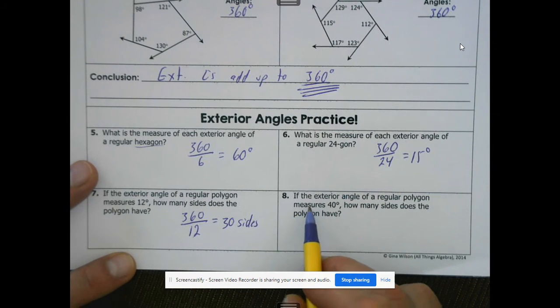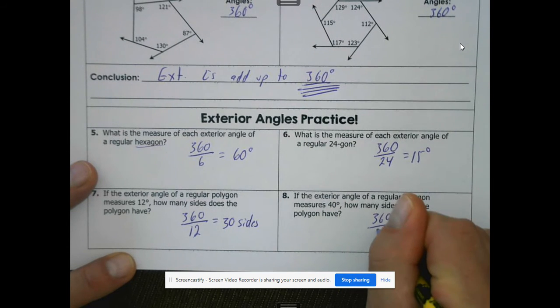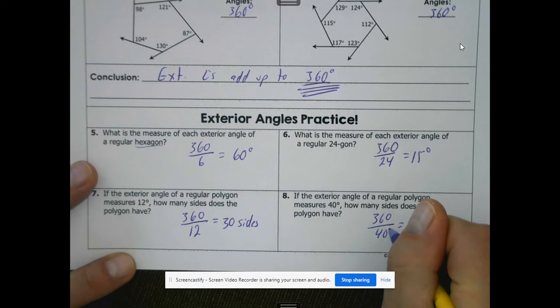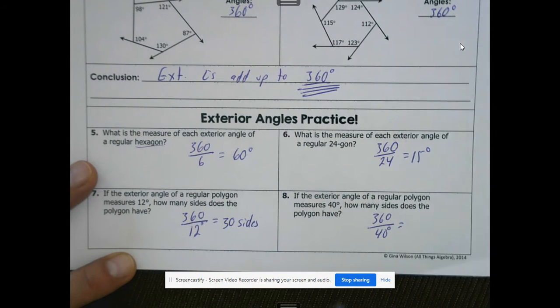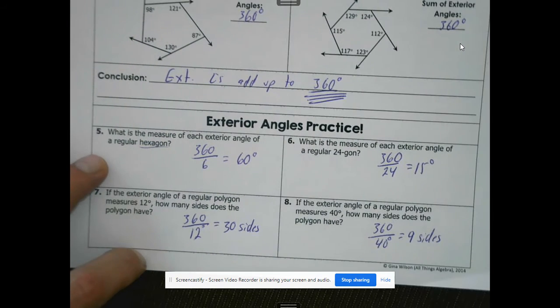Number 8, if the exterior angle of a regular polygon is 40, how many sides does it have? 360 divided by that 40 degrees, that comes out to be 9 sides, which is a nonagon. Next page.